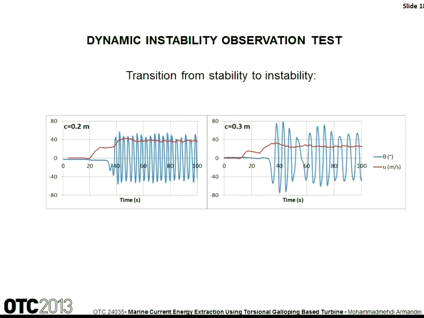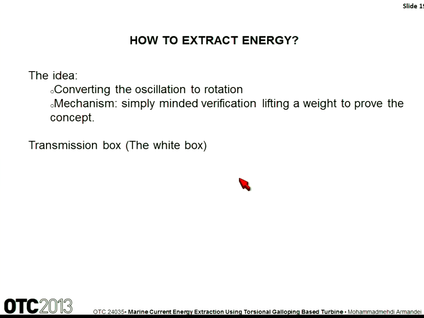And here you see the transition from stability to instability. The blue line is the flat plate's time series, and the red line is the current speed. You see as the current speed increases past a critical limit, the flat plate becomes unstable and starts oscillating. So we wanted to use this idea to extract energy from the water current.